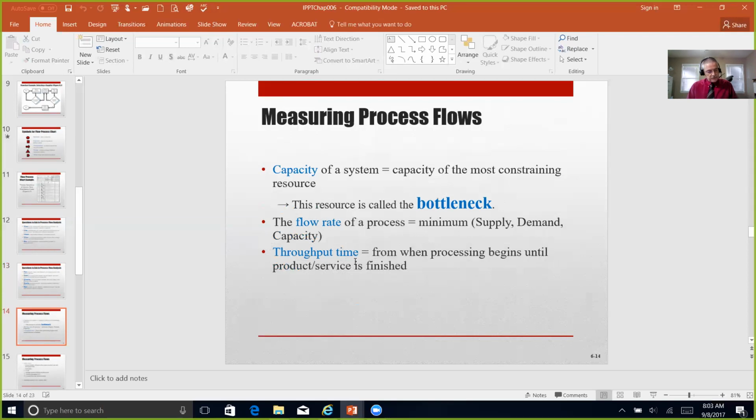Over on page 122, we get into this concept called Little's Law, which was named after an operations researcher. It basically shows that the average number of items in the system is the product of the average arrival rate of the system and the average length of time that it stays in the system. Or in other words, the average time in the system is the throughput time. And that time is from when the processing begins until the product or service is completely finished.